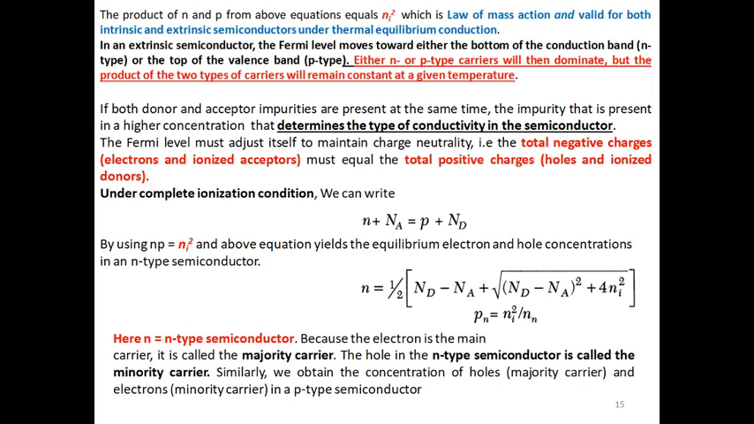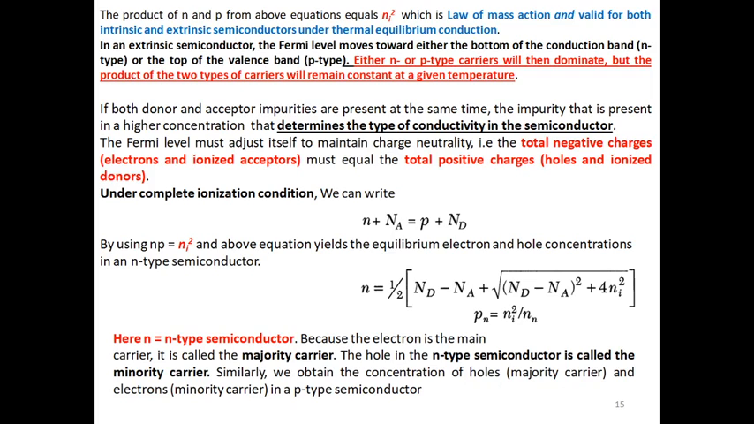But if we look at how the Fermi level adjusts itself, we use charge neutrality: the total negative charge, electrons and ionized acceptors, equals the total positive charge, holes and ionized donors. Under the complete ionization condition, n plus Na is equal to p plus Nd, as written above in words. By using the law of mass action, np equal to Ni square, we can write the equation in terms of Nd and Na.